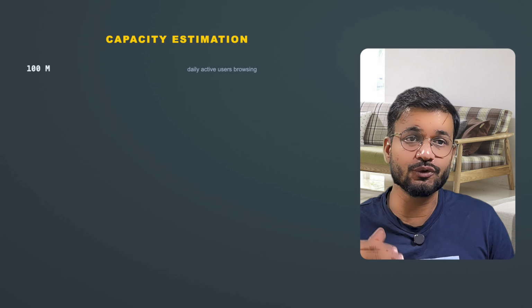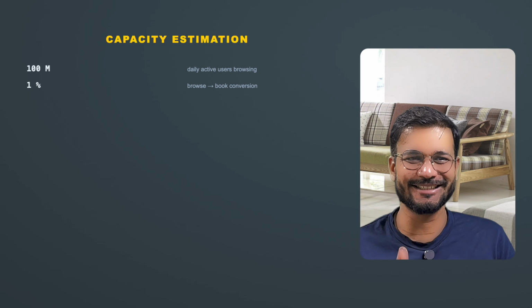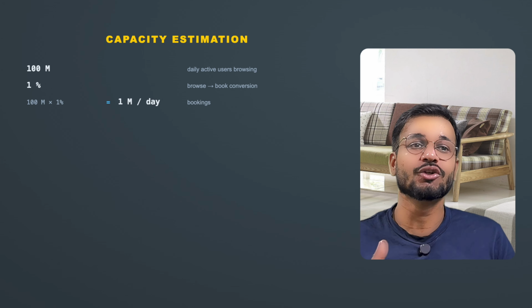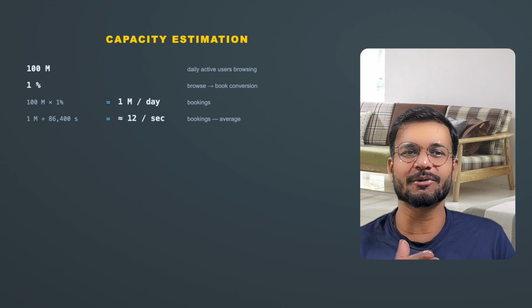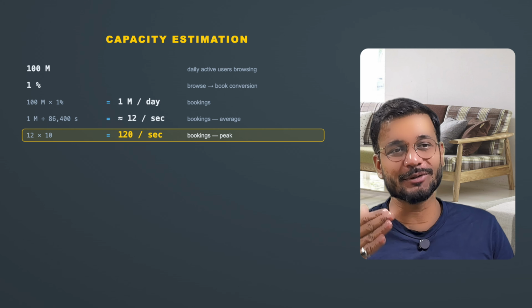All right, so let's do some back of the envelope math. Assume 100 million daily active users browsing. The conversion to booking is about 1%. So a million bookings per day. That's roughly 12 bookings per second on average. Peak is about 10x, so 120 bookings per second.